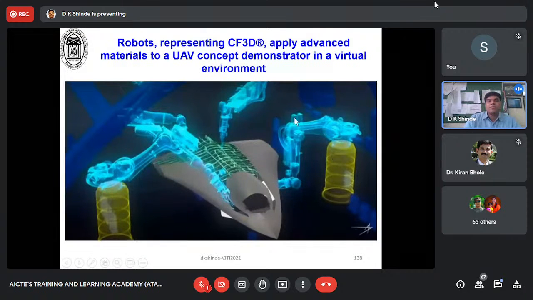So robotics will be building structures from beginning to end. An entire structure will be built that way, so there will be less manufacturing assembly in the coming days. For example, an unmanned air vehicle which will be built. This is a Lockheed Martin facility they are developing.